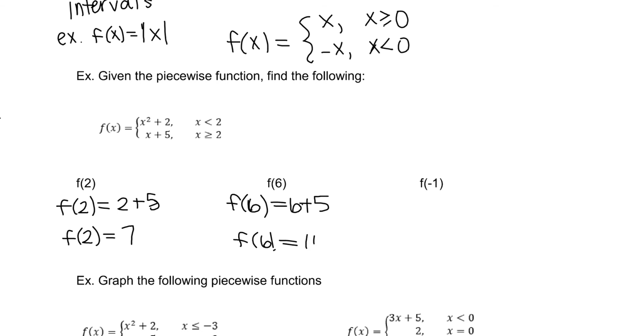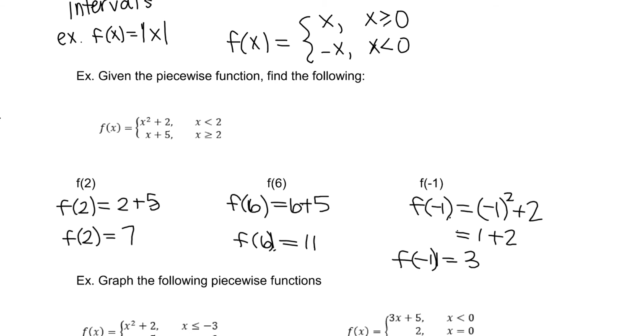And lastly, we want to evaluate f of negative 1. Well, that falls in the inequality x less than 2. So we're going to evaluate it in our function x squared plus 2. So f of negative 1 is going to equal negative 1 squared plus 2. And negative 1 squared is 1. So f of negative 1 is 3. So when you evaluate a piecewise function, it all depends on which inequality your x value falls in.